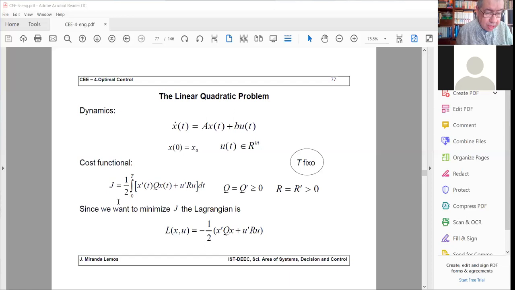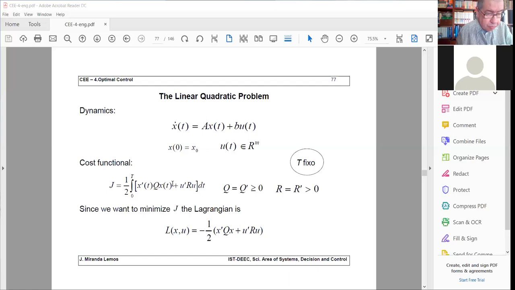What is really important is that you integrate between the initial time 0 and the final time capital T, which is assumed to be fixed. And then the Lagrangian is a quadratic function of x and of u. So we have x transposed Qx plus u transposed Ru. The prime means transposed. And Q and R are symmetric matrices, R a positive definite matrix, and Q a positive semi-definite matrix in general.